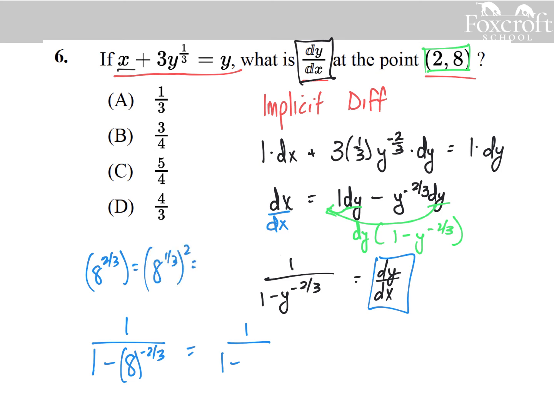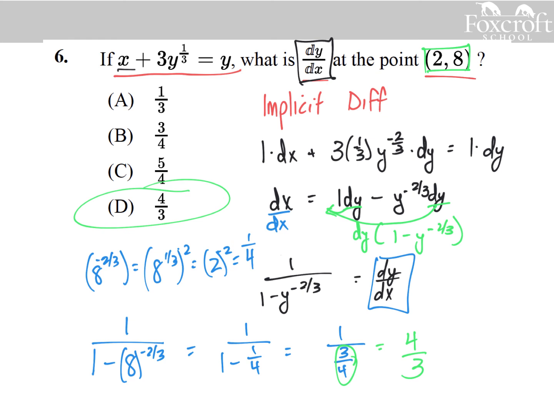And just like we know the square root is the 1/2 power, the 1/3 power is the cube root, so that's 2. And that squared is 4. And because it is to the negative, instead of 4, I'm going to get 1/4. And 1 over 1 minus 1/4 is 1 over 3/4. And whenever I take 1 divided by a fraction, that's going to flip the fraction to 4/3.